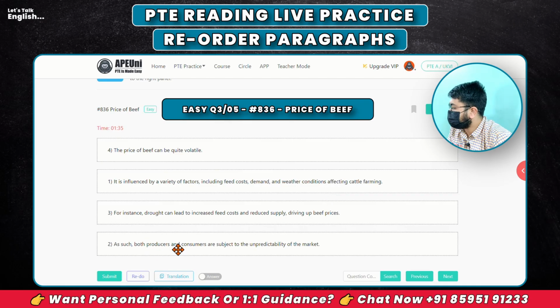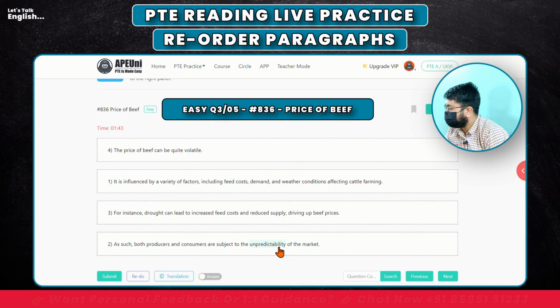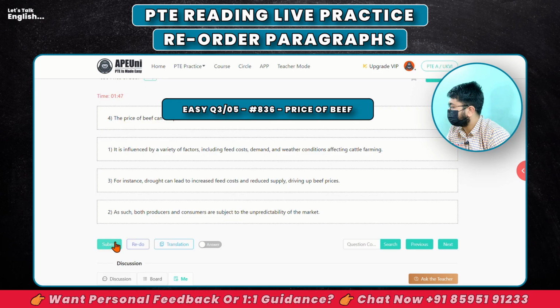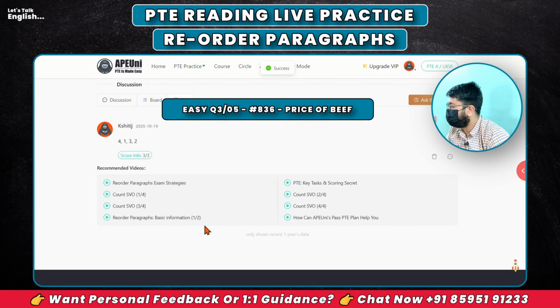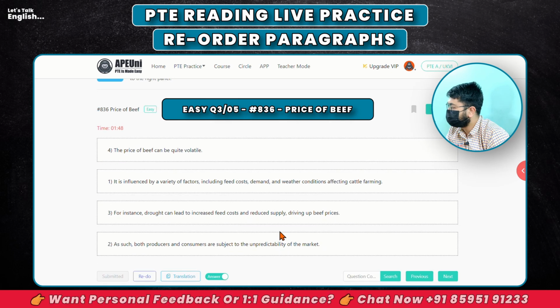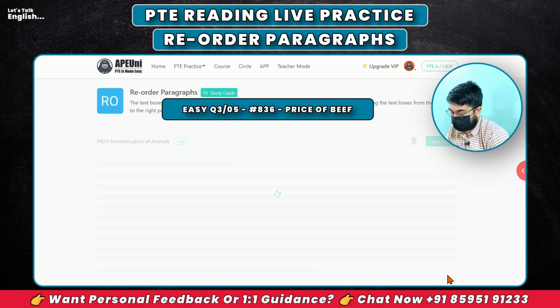And उसके बाद, as such, both producers and consumers are subject to unpredictability of the market. So this is quite a conclusive sentence. So my correct pair is 4, 1, 3 and 2. Let's hit the submit button. All right, all 3 pairs are made, and now let's move to question number 4.